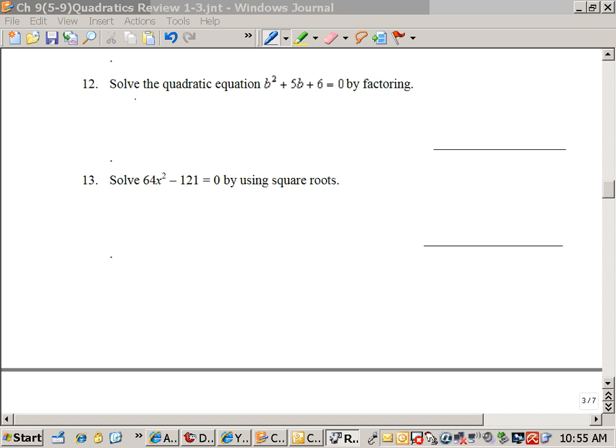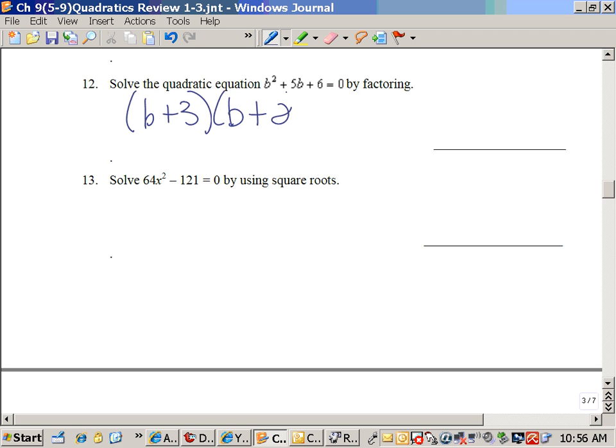After this, what multiplies to give me 6 and adds to give me 5? 3 and 2. So it's b plus 3, b plus 2. What are the solutions? Negative 3, negative 2.